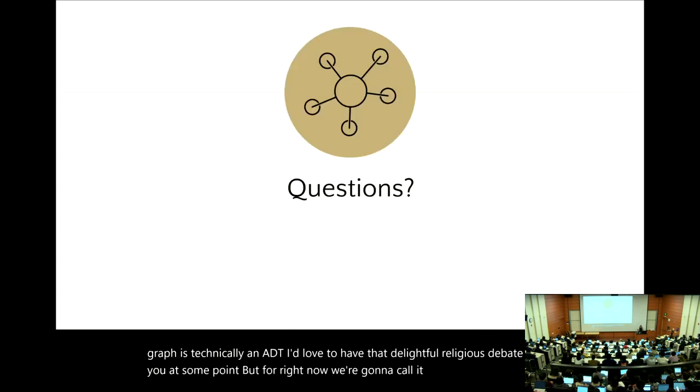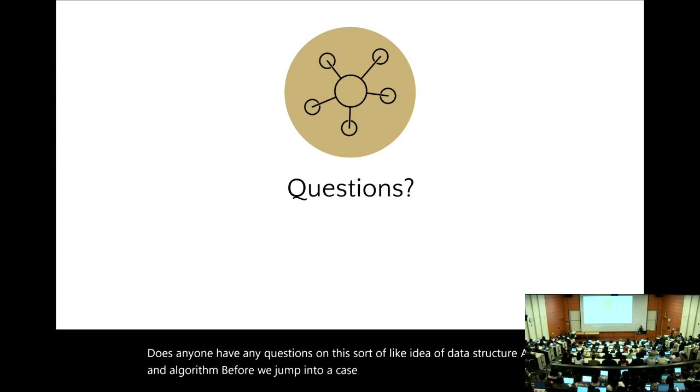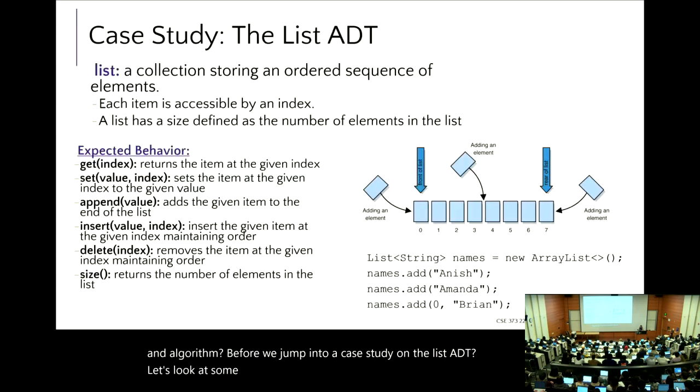Does anyone have any questions on this sort of idea of data structure, ADT, and algorithm before we jump into a case study on the list ADT? Let's look at some examples then. I think it'll make things clearer.